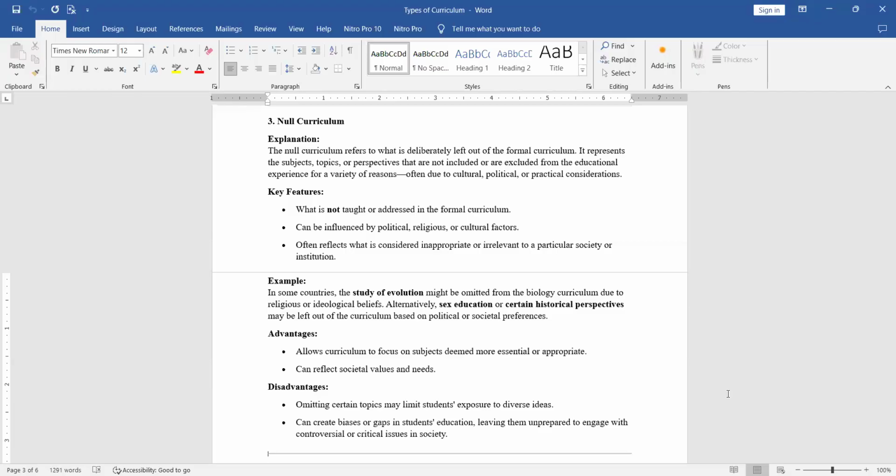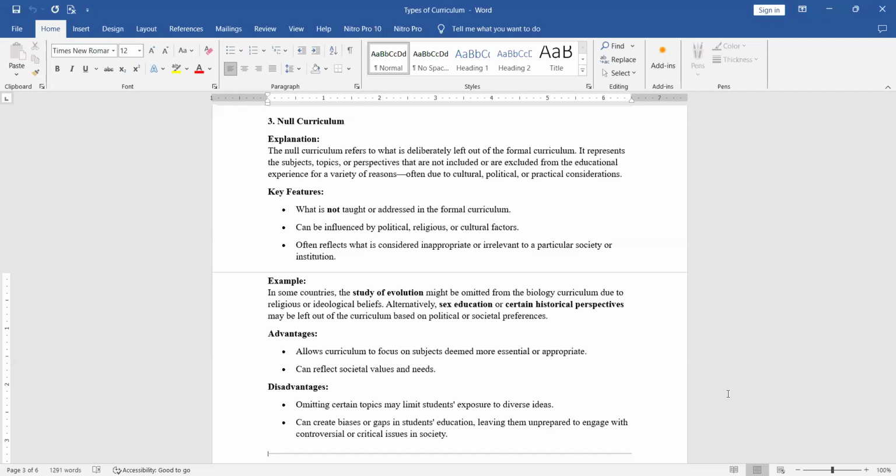Alternatively, sex education or certain historical perspectives may be left out of the curriculum based on political and societal preferences. And there are some countries that don't teach any religion in school, right? Instead, they teach philosophies. What is Buddhist philosophy? Things like that. But they don't teach religion. It is null curriculum because it's deliberately left out, thinking that it will create divisions, right?